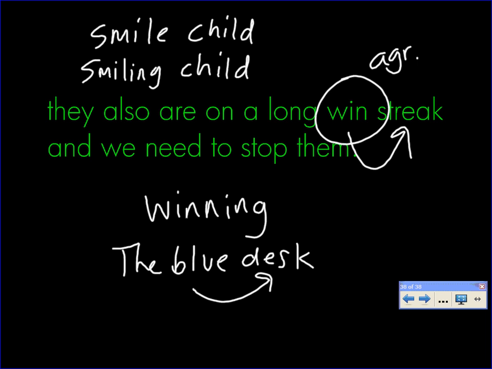Andrew, which of those is correct? The first or the second? Correct. Because smiling is an adjective. Andrew, do you know what type of word smile is? It's not an adjective.